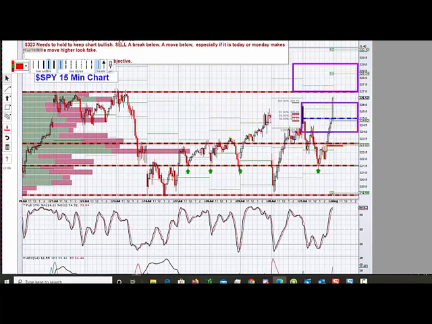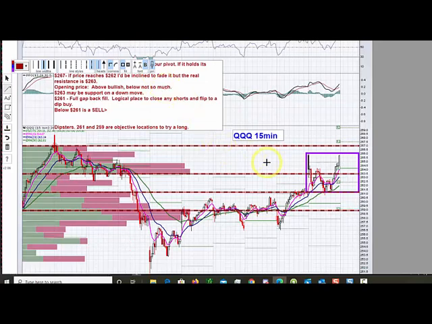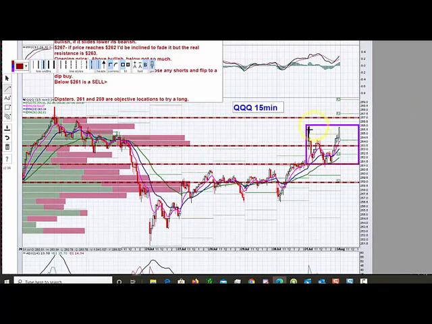Okay, so let's move on to the Qs. Same idea. We were looking for a fade. Okay, we got it. Price never gave us a reason to get long.